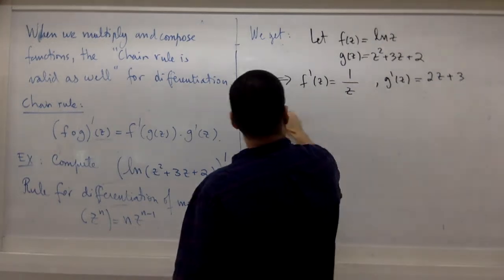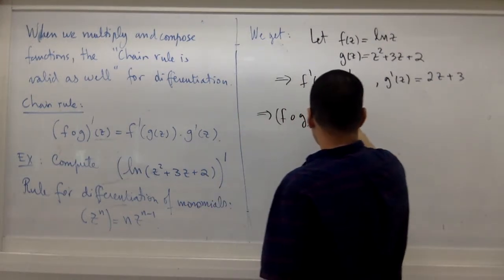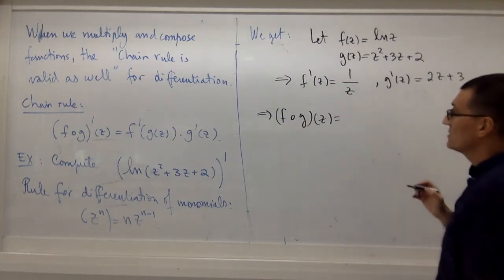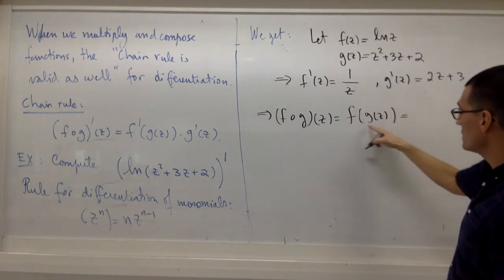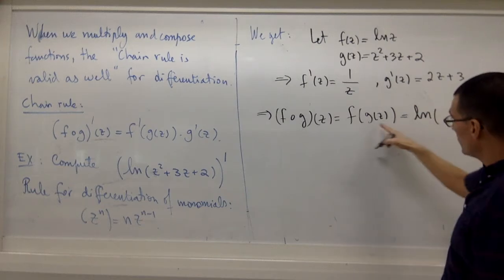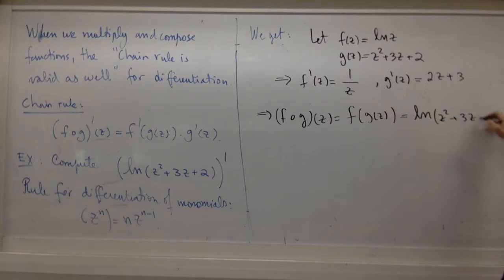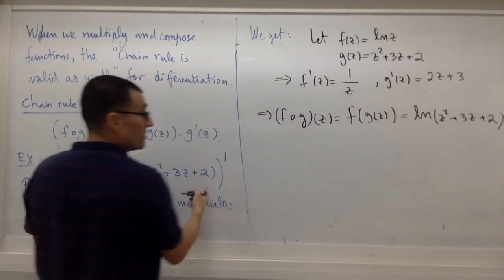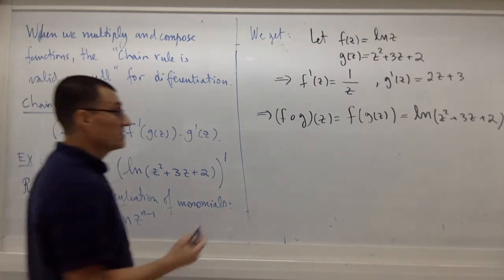So now f composite g at the point z, what is it? f∘g at the point z. Well, this is f at g of z. It's going to be the logarithm evaluated at g of z, and g of z is z squared plus 3z plus 2. This is the function we would like to compute the derivative of, right? So we want the derivative of this composite function.